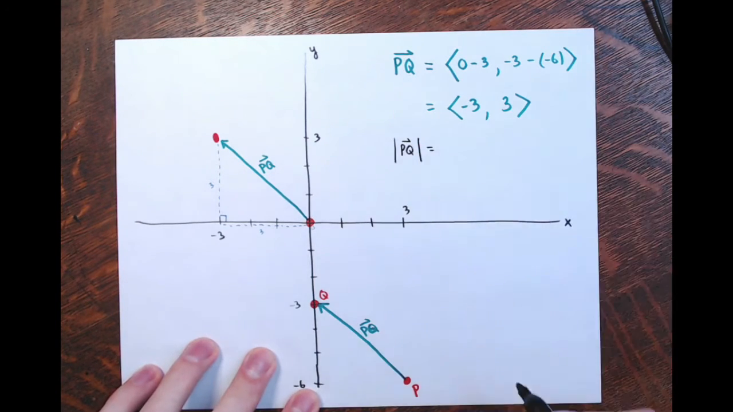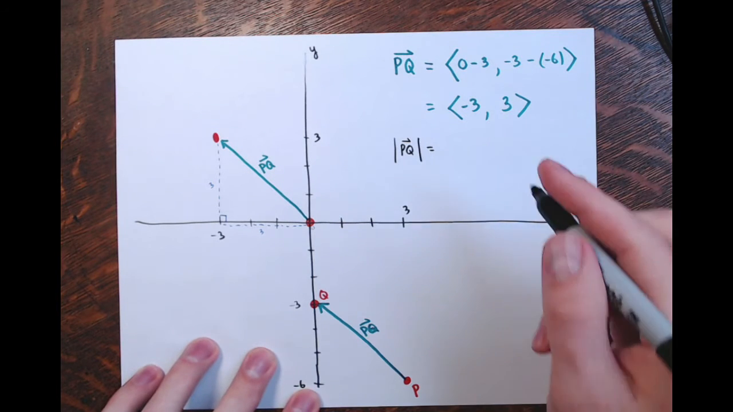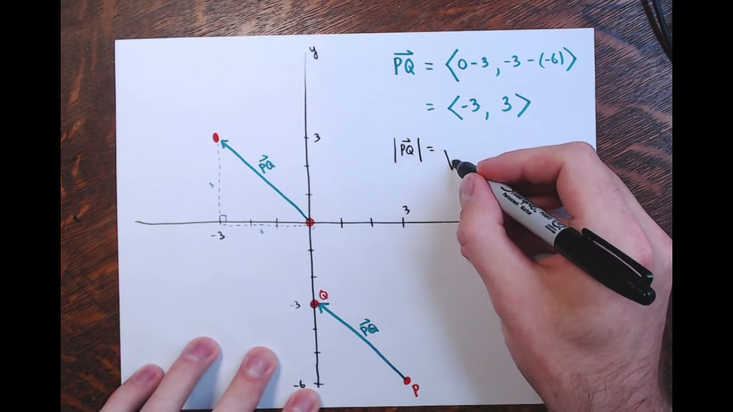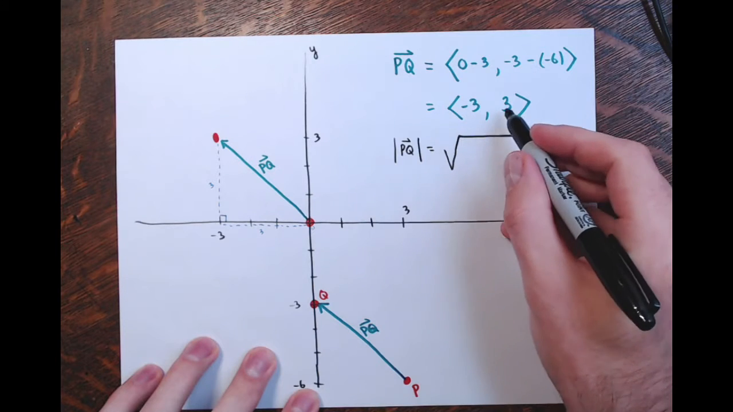But remember, the magnitude of PQ, which is this absolute value symbol, magnitude, length, is just the square root of the sum of the squares of the components.